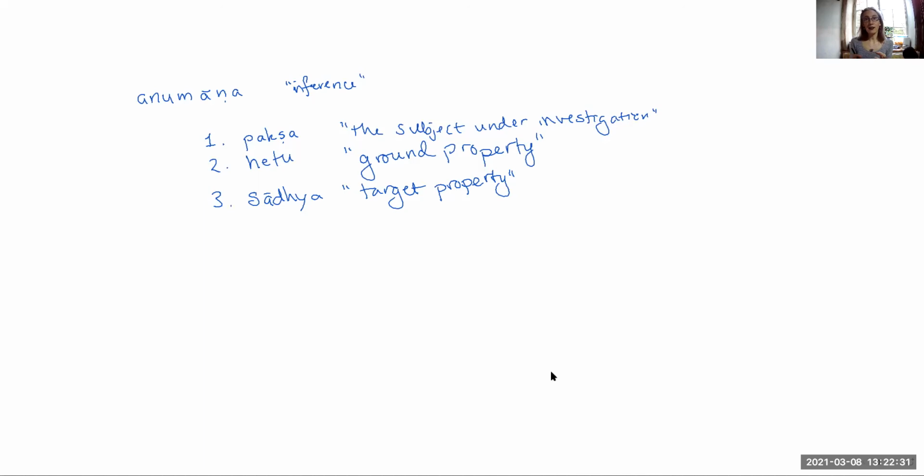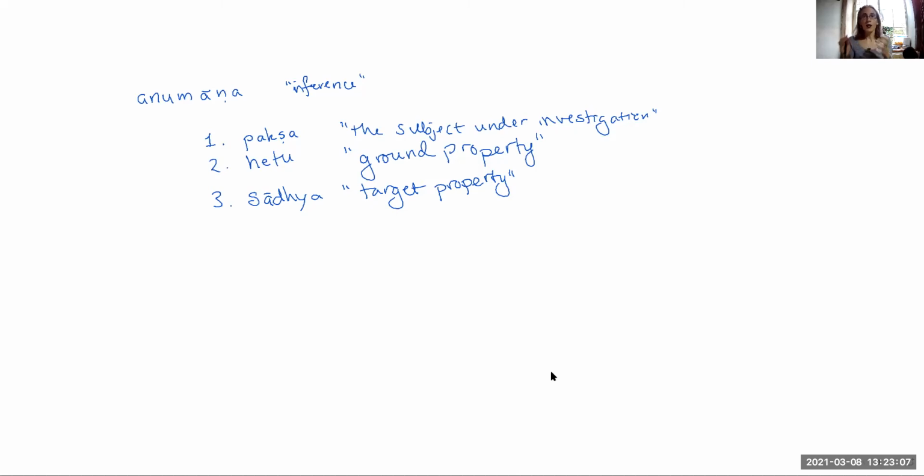Now, they're technical terms, but they're also kind of placeholder terms. So many things could be the Paksha. We could be talking about pots, or we could be talking about cows, or we could be talking about cats. Many things could be the Hetu. We could be talking about things that are created, or things that are eternal, or things that are colored, or whatever. And same for the Sadhya. So the Hetu and the Sadhya are the same kind of ontological category. They're just talking about properties.